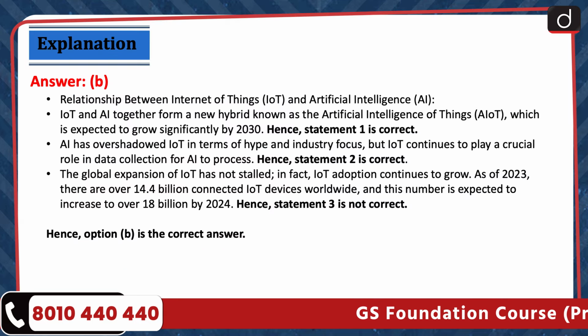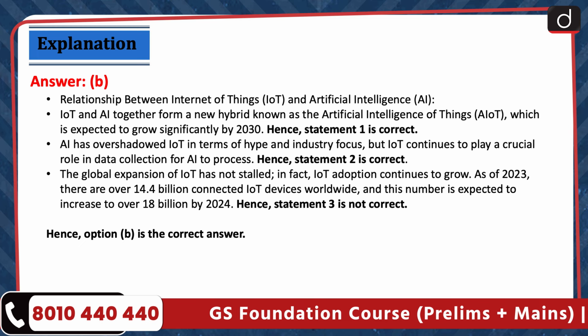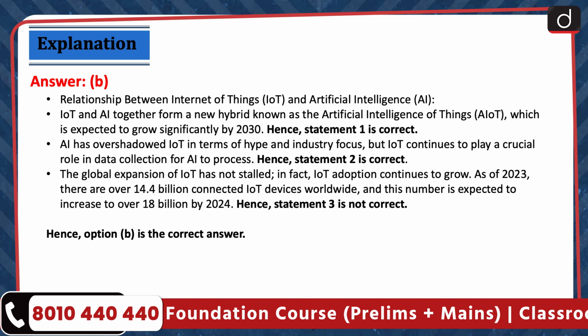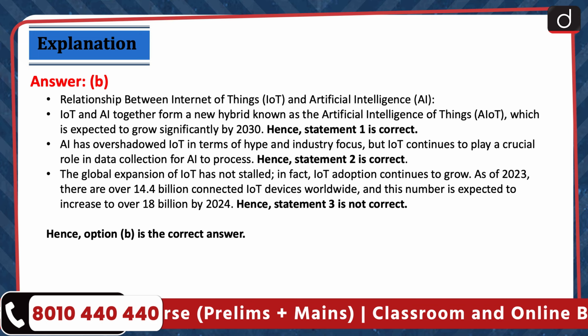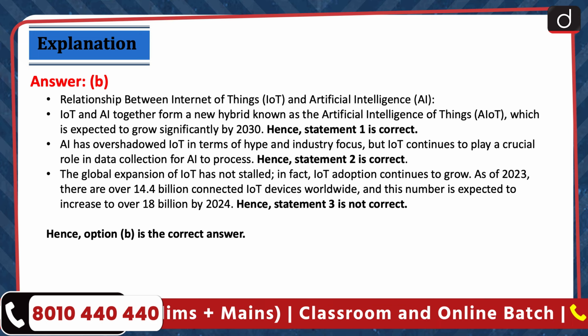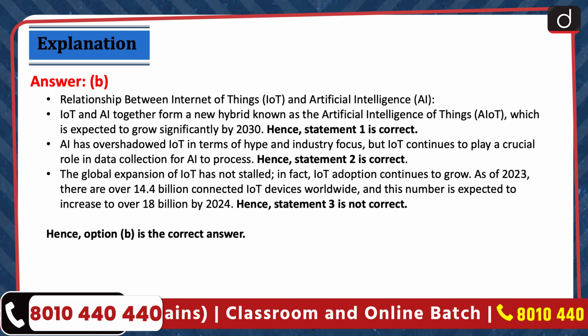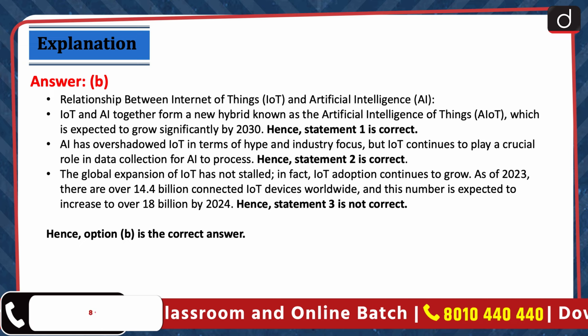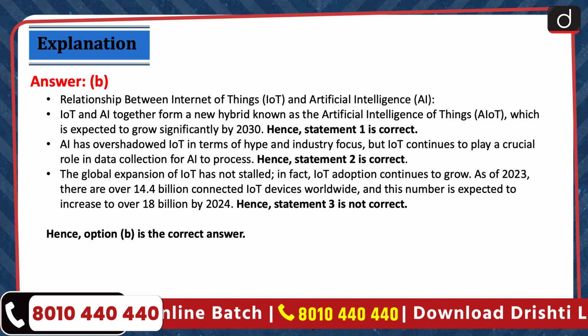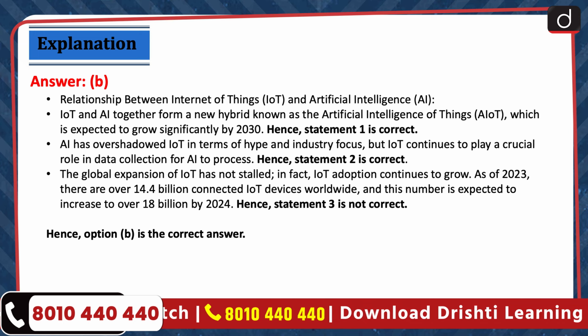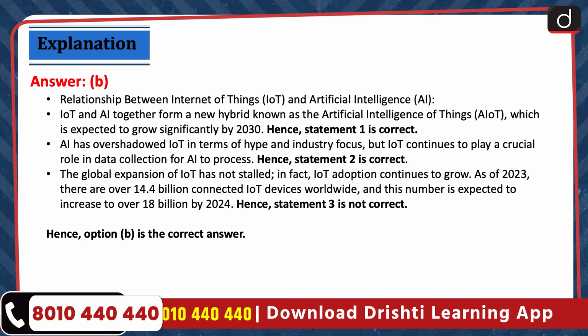Relationship between Internet of Things and artificial intelligence. IoT and AI together form a new hybrid known as the artificial intelligence of things, which is expected to grow significantly by 2030. Hence, statement 1 is correct. AI has overshadowed IoT in terms of hype and industry focus, but IoT continues to play a crucial role in data collection for AI to process. Hence, statement 2 is correct.